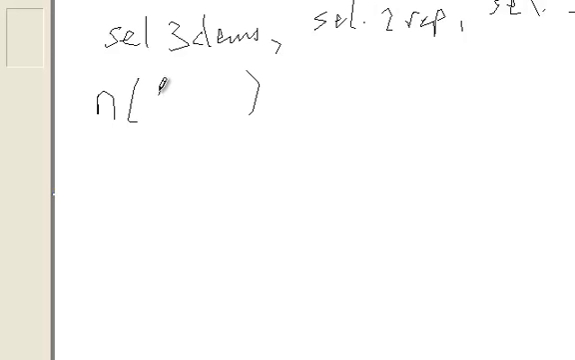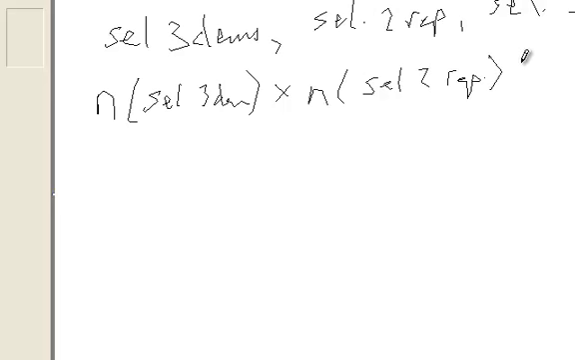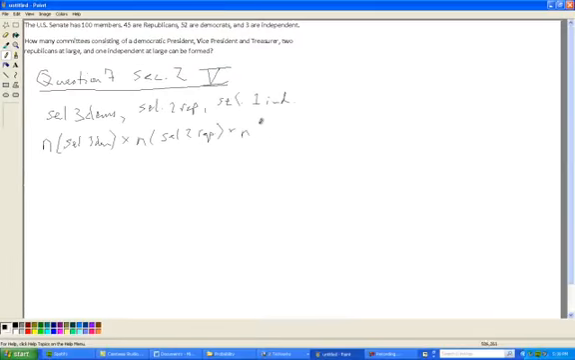So we're going to take the number of ways you can select 3 Democrats, multiply that by the number of ways you can select the 2 Republicans, and multiply that by the number of ways you can select the 1 independent. Looking at the first question, how many ways can you select 3 Democrats? Notice we've got a counting question inside of a counting question.